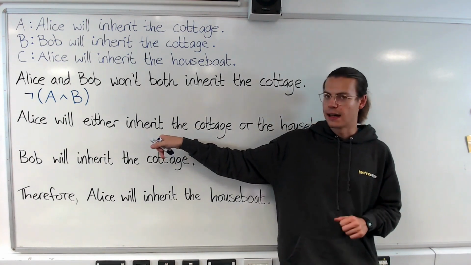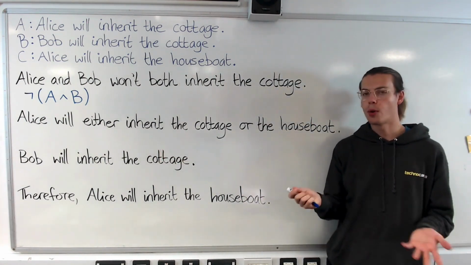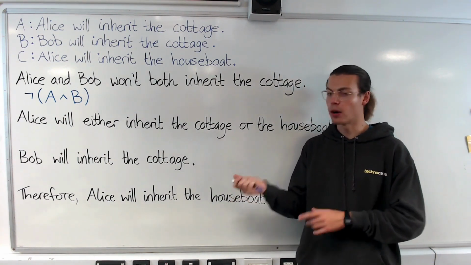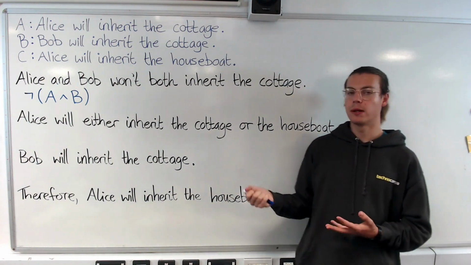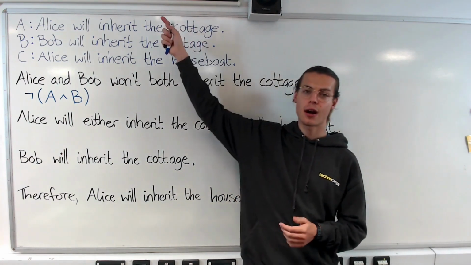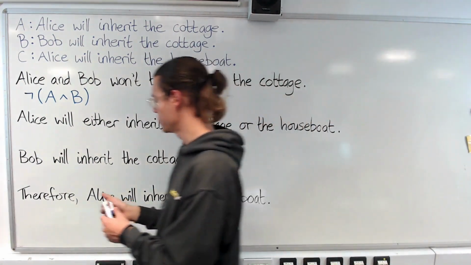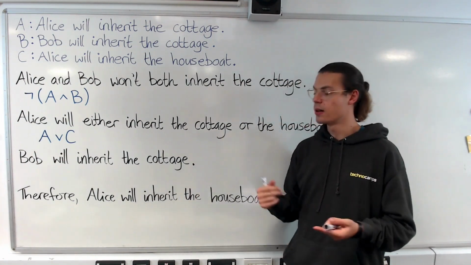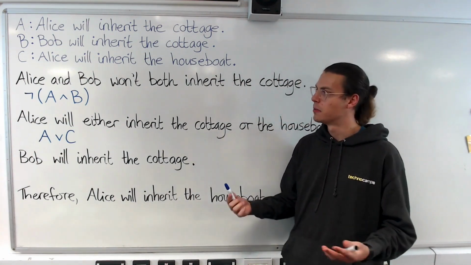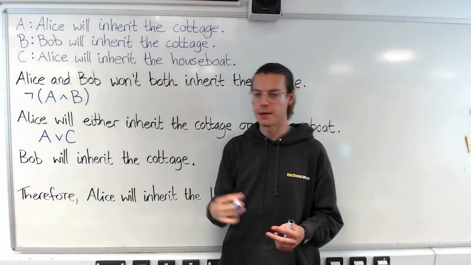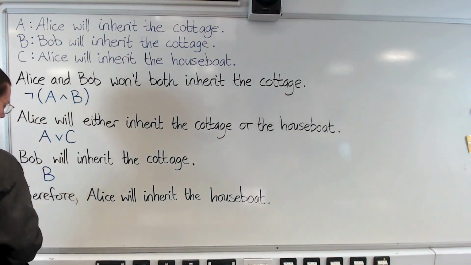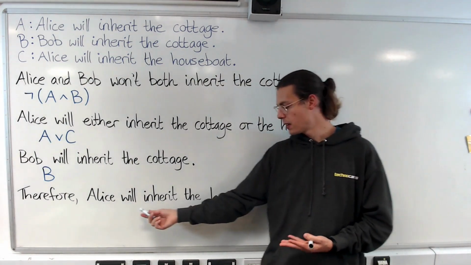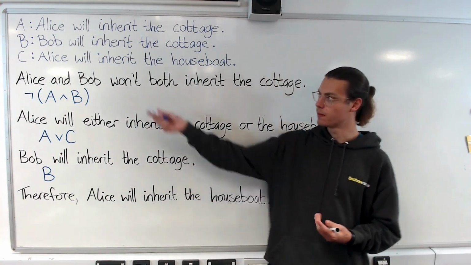Secondly, Alice will either inherit the cottage or the houseboat. Or in other words, either Alice will inherit the cottage or Alice will inherit the houseboat. A or C. Our third statement is Bob will inherit the cottage. That's simple enough. That's just B. And finally, our conclusion is Alice will inherit the houseboat. So, C.